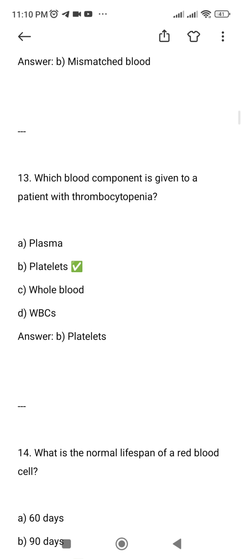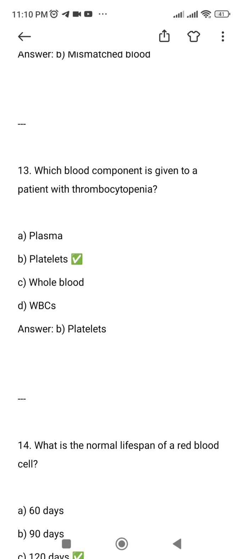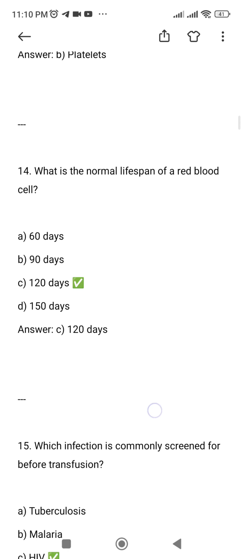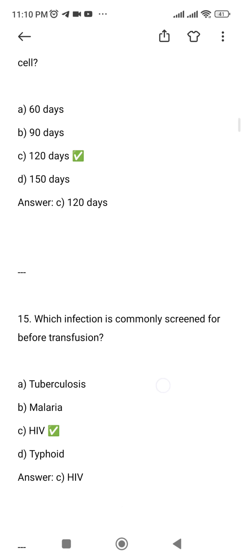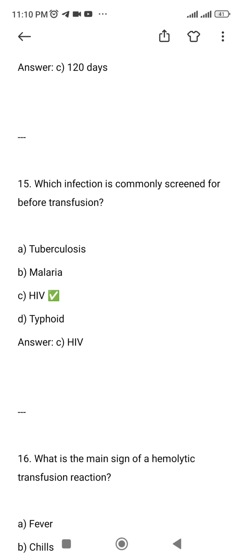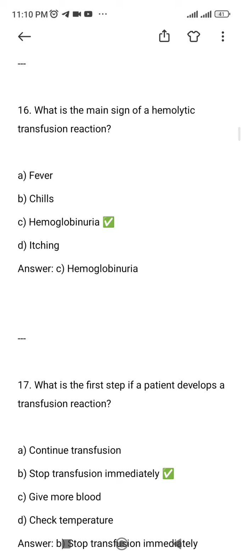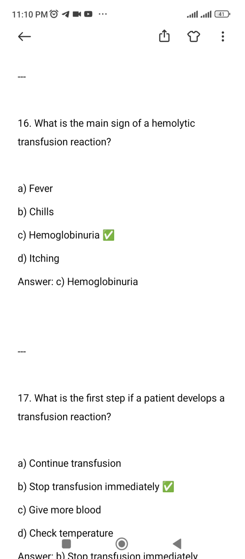Blood transfusion reactions are most commonly caused by mismatched blood. Which blood component is given to a patient with thrombocytopenia? Platelets. What is the normal lifespan of a red blood cell? 120 days. Which infection is commonly screened for before transfusion? HIV.